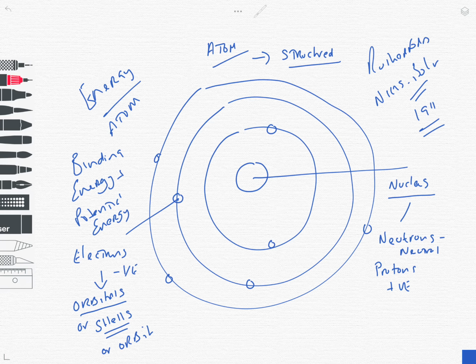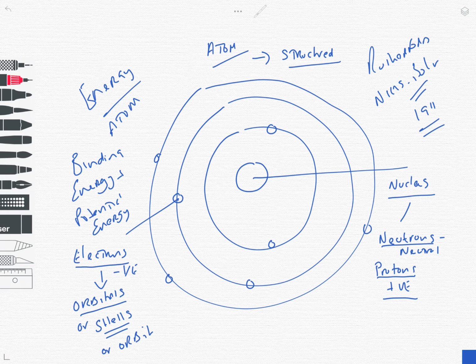The nucleus contains neutrons and protons. Protons have a positive charge. Around the nucleus, in a series of orbitals, shells or orbits, are the electrons which are moving around the nucleus. Electrons have a negative charge.